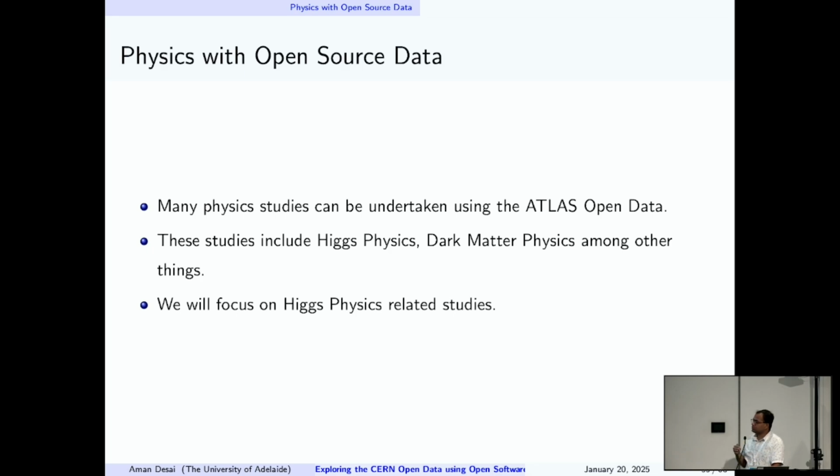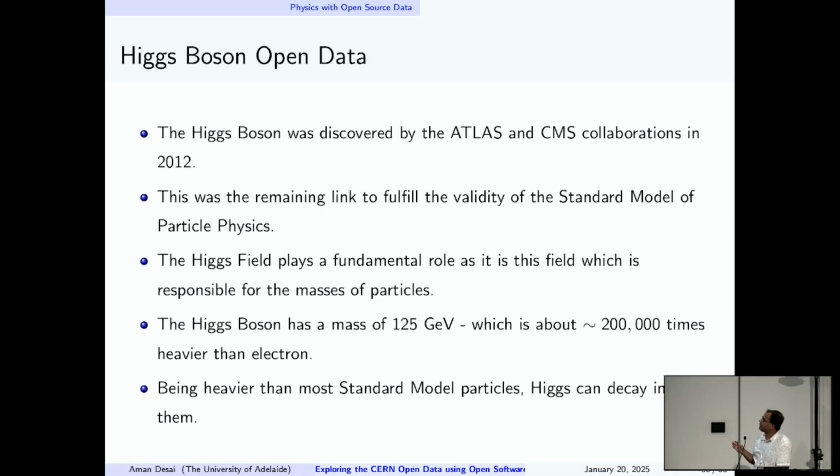Physics with open source, so a lot of physics studies can be done, but since we are short of time, we'll just discuss the Higgs a little bit. So the Higgs was discovered in 2012. It fulfills the validity of the Standard Model, and it plays an important role, being responsible for the masses of particles. It has a mass of about 125 GeV, which is 200,000 times heavier than the electron. So it's very heavy. Being heavier than most Standard Model particles, it can decay into those particles.